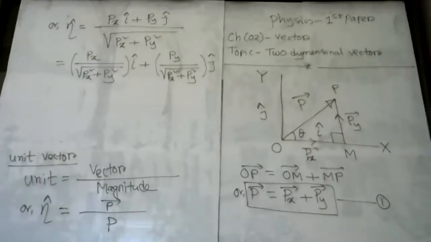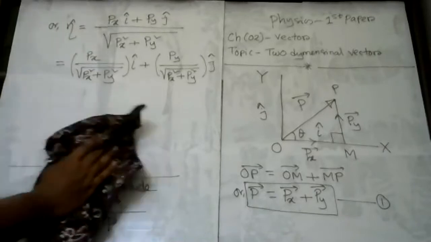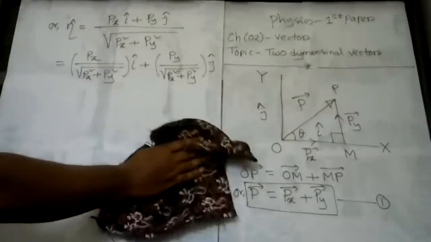Now, if somebody asks you to show that the magnitude of the unit vector is 1 unit, how does this become 1 unit? You have to show this. So let's show why its magnitude becomes only 1 unit. Now I'm going to find out the magnitude of eta hat.